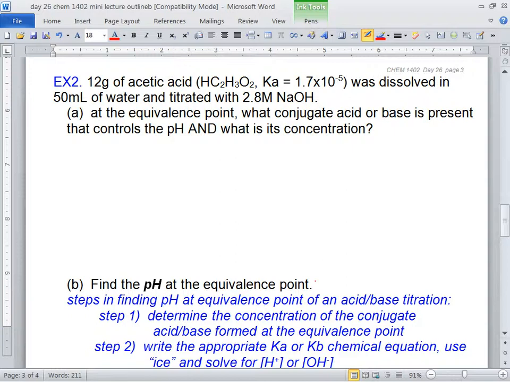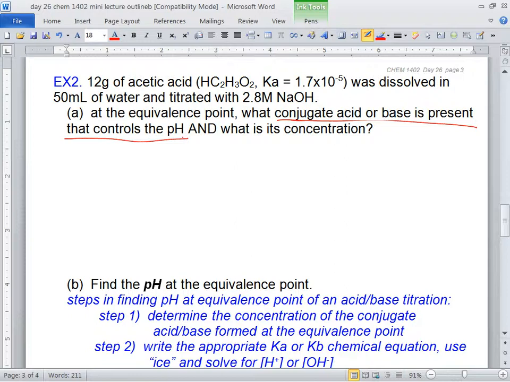Oh, I guess first let's just answer this question. You're right, you're going to have to switch the grams for moles, but what conjugate acid or base is present that controls the pH when you do this titration? It's going to be a base. What is it going to be? How would you write its formula?